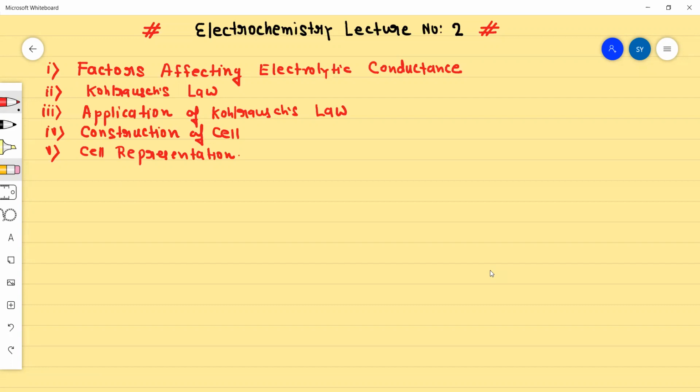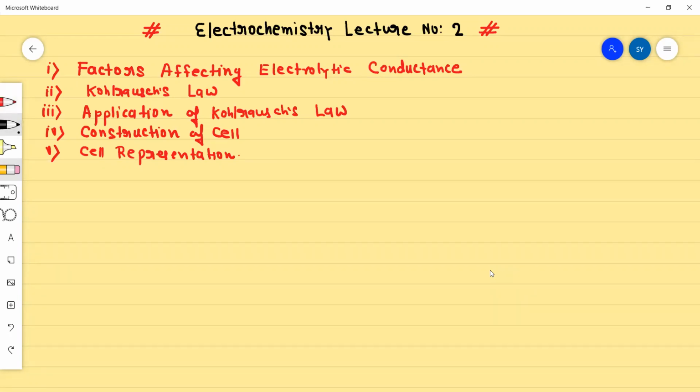In today's lecture, we are going to talk about five concepts. This is lecture number 2 of electrochemistry. The first thing we are going to learn is the factors affecting electrolytic conductance. After that, Kohlrausch's law, application of Kohlrausch's law, construction of cell, and then cell representation. All the concepts are very important in this lecture, so I will try to explain in simple language.